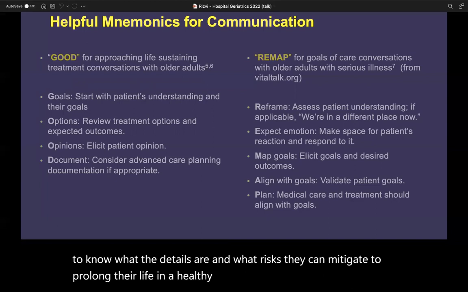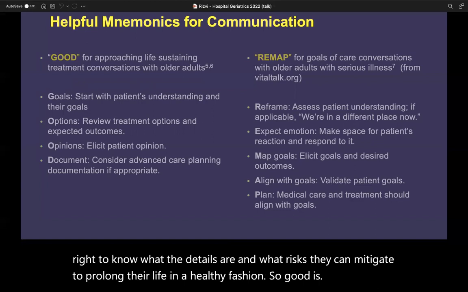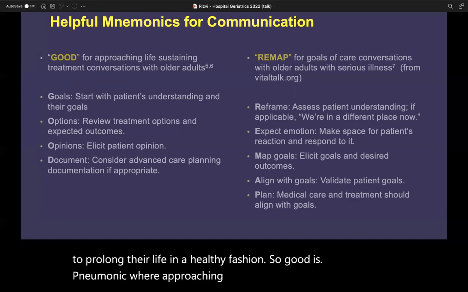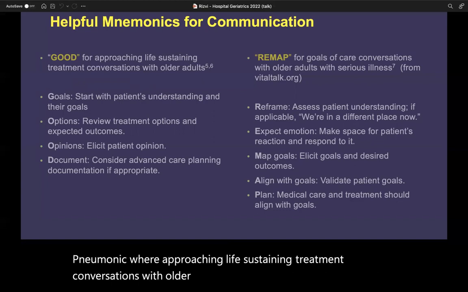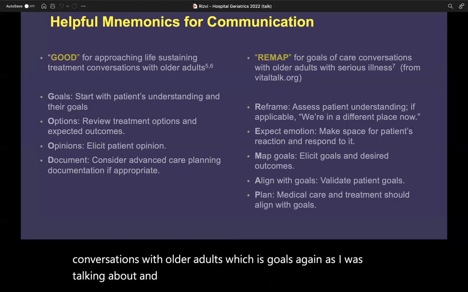So GOOD is a fair mnemonic for approaching life-sustaining treatment conversations with older adults, which is goals, again, as I was talking about, and what matters, is first try to understand what the patient knows about their condition.